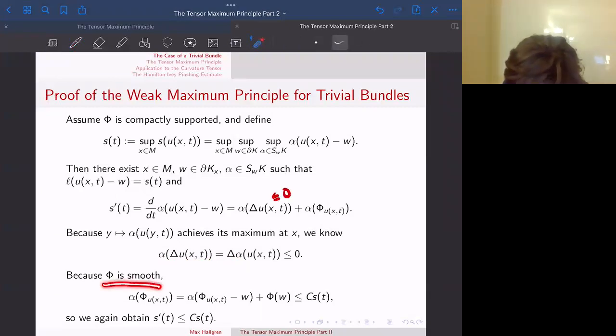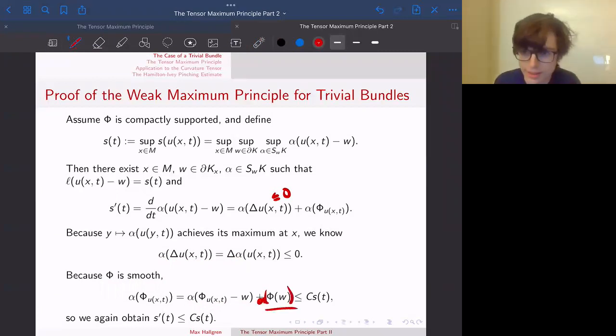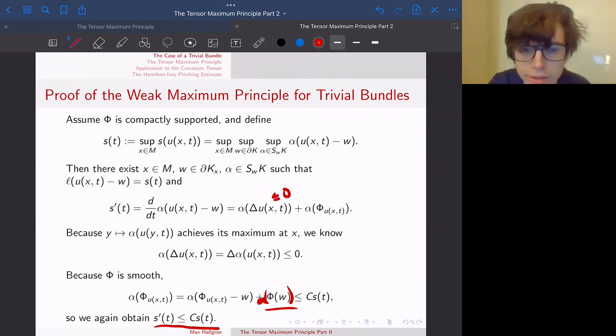And we can still use the smoothness of our vector field and get this Lipschitz estimate. Sorry, here I've got another small typo, so this should be alpha. And so alpha of phi of w is less than or equal to 0 for the same reason as before. And so we once again get this differential inequality, which we can rearrange to get that S of t has to be less than or equal to 0 for all time. So that's the weak maximum principle in the case of trivial bundles. Are there any questions?